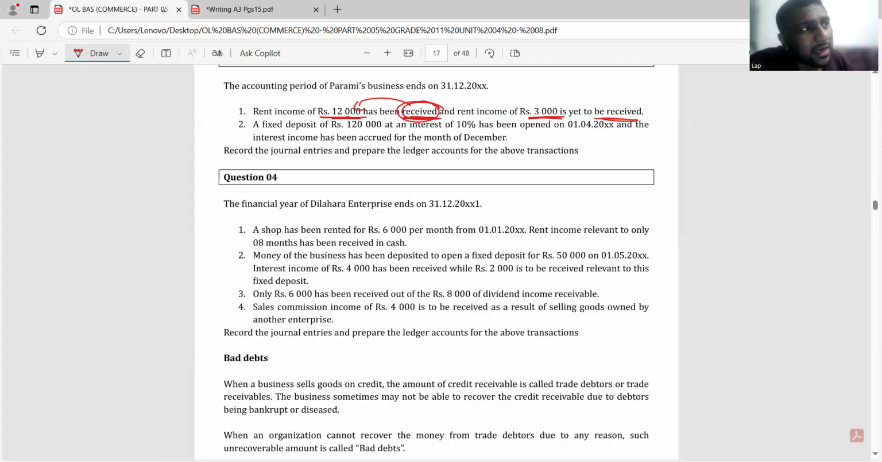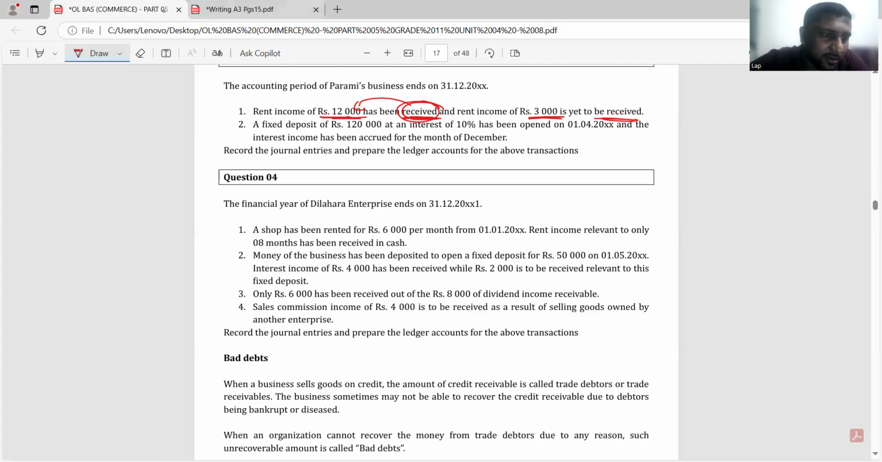So if someone asks Janit, what is your dad's salary? He will never say 4 lakhs. Janit will say, my dad's income is 5 lakhs. Out of that, only 4 lakhs was received last month, and another 1 lakh is to be received. So we are going to learn how to record the to be received portion. For the first question, we'll record the complete thing, and for the second question, we'll do only the to be received portion.